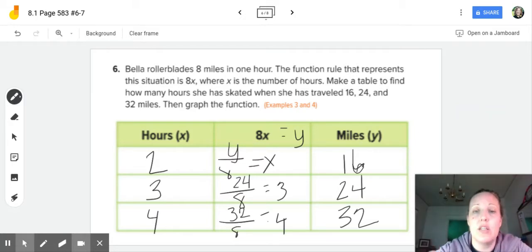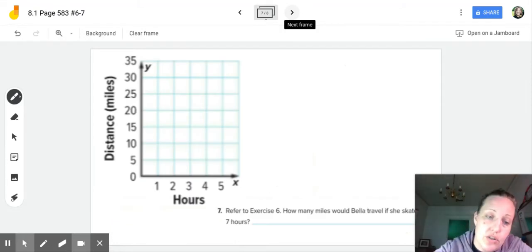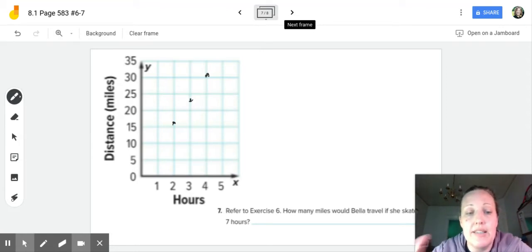All right, so then let's use that. For every 2 hours, she went 16 miles. In 3 hours, she went 3 times 8, which is 24, okay? And in 4 hours, she went 32, okay? Now, notice in 0 hours, she went 0 miles. That wasn't given, but that's obvious, right?